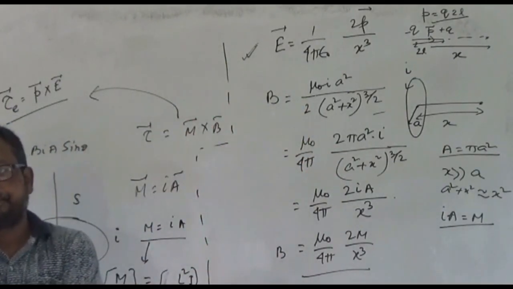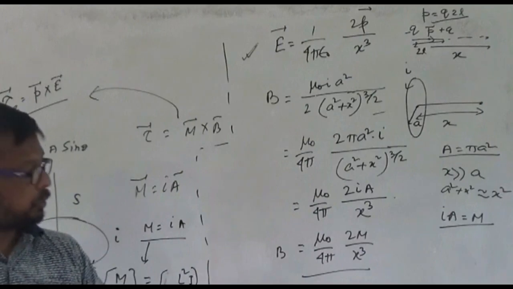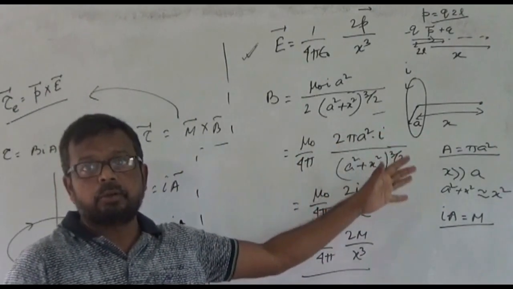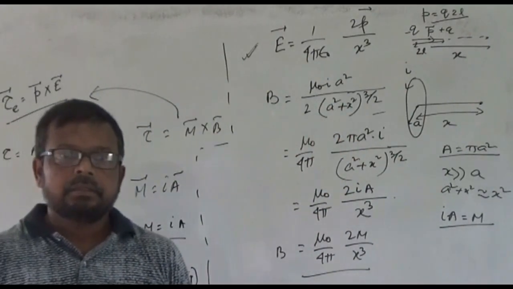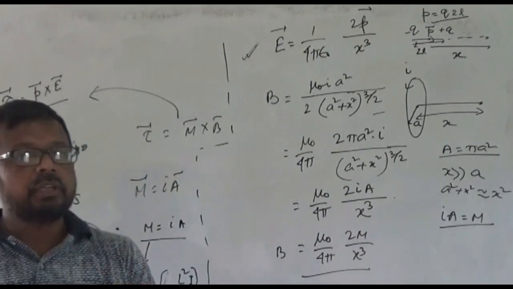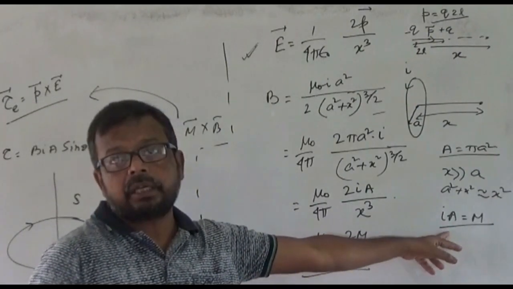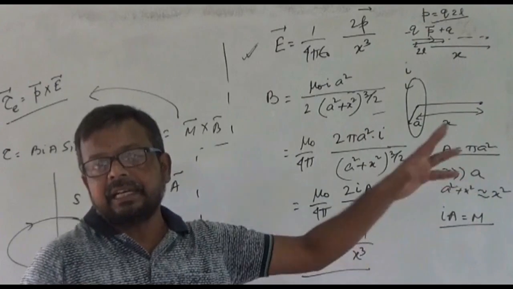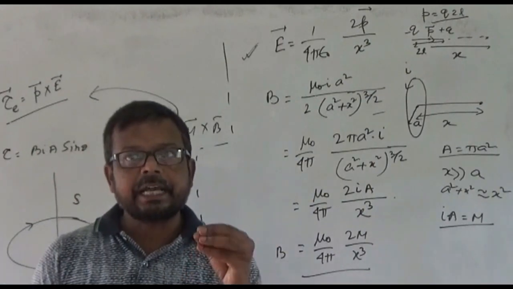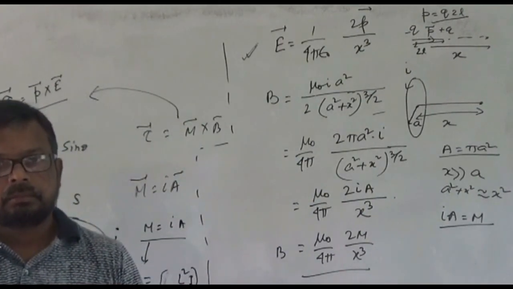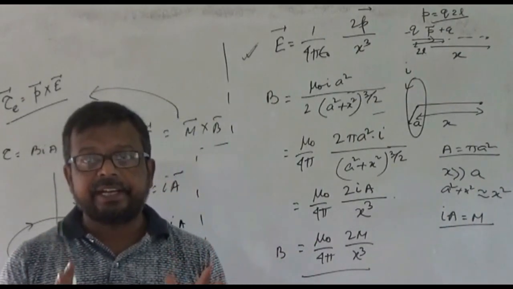Now, the results obtained can be shown to apply to any planar loop. It is not for only the circular loop. It can be applied for any planar loop. Therefore, a planar current loop is equivalent to a magnetic dipole of dipole moment M is equal to I into A, where I is the current and A is the area of the loop. And this is analogous to electric dipole moment P.